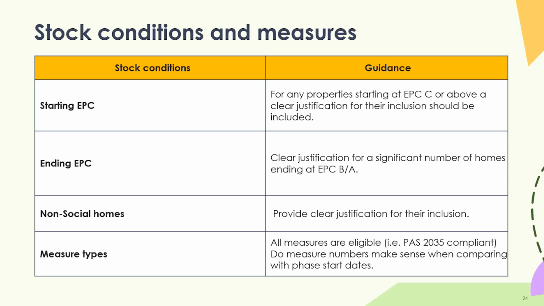Non-social homes, provide clear justification for their inclusion, and measure types. All measure types are eligible, past 2030, 2035 compliant. Do measures make sense when comparing with the phase start date? We'll have a look at that. If you've got a really short phase and you're looking to do a significant amount of external wall insulation in the winter, we might question the deliverability of that phase. Also, we'll be looking at whether the number of low carbon heating measures aligns with the number you've put in terms of what you're claiming for cost caps. So making sure that those numbers align as well.